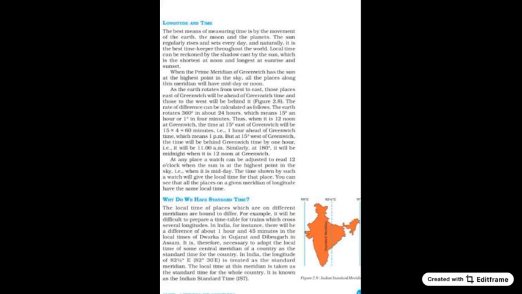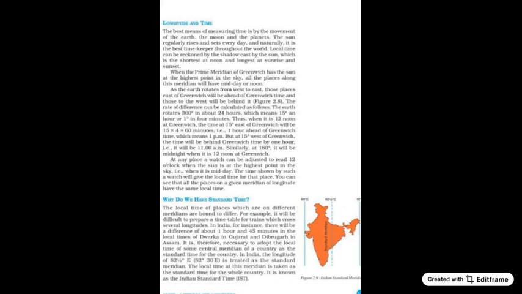India, located east of Greenwich at 82 degrees 30 minutes east, is 5 hours and 30 minutes ahead of GMT. So it will be 7:30 p.m. in India when it is 2 o'clock p.m. noon in London. Some countries have great longitudinal extent and so they have adopted more than one standard time.